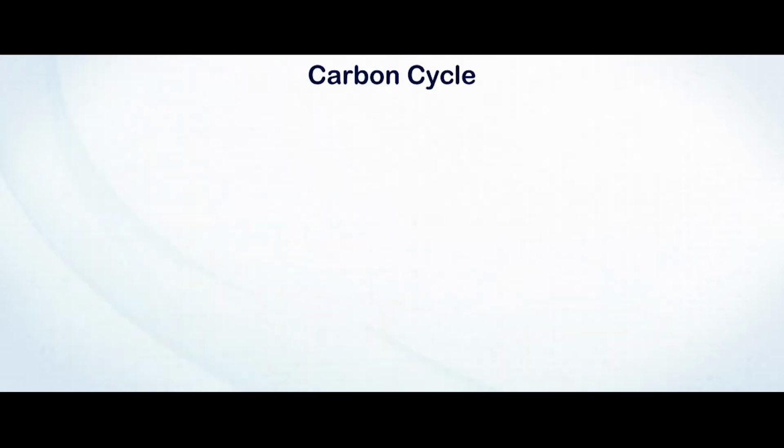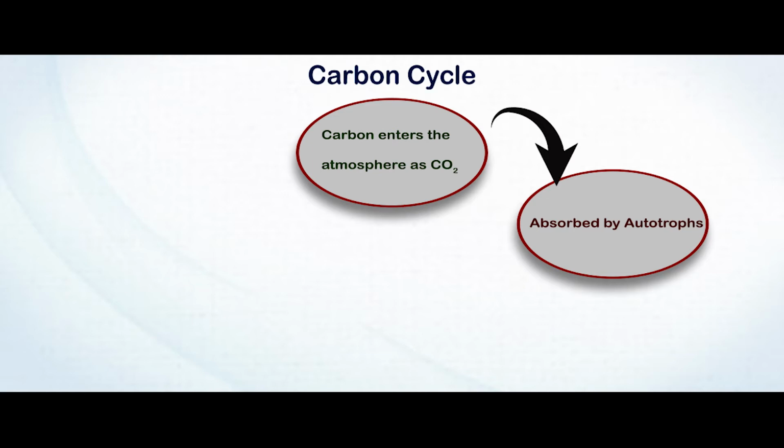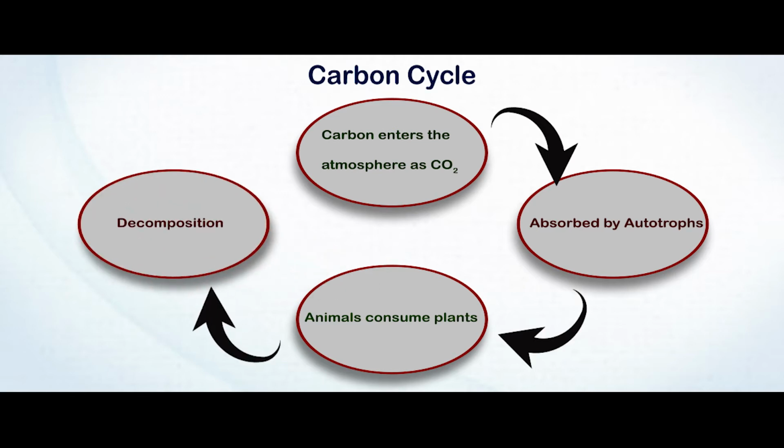Now let's look at the steps of the carbon cycle. Carbon enters the atmosphere as carbon dioxide. You already know that. This carbon dioxide is absorbed by the autotrophs, the green plants. The animals will then consume the plants, thereby incorporating carbon into their system. When animals and plants die, their bodies will decompose, and the carbon is reabsorbed back into the atmosphere. This is how the carbon cycle takes place.